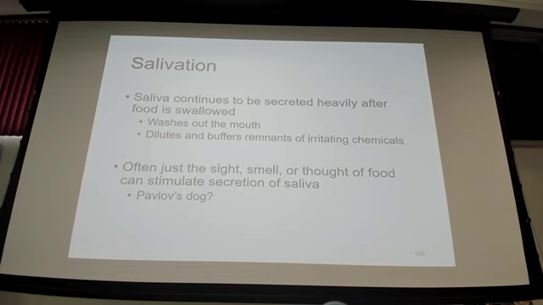Okay. And then, anybody know Pavlov's dog? Right? Ring a bell, the dog salivates, right? You torture an animal and it salivates, unfortunately. So the thought of food can stimulate. So think about food right now, and you'll stimulate saliva. Everybody knows. Weird. All right. Any questions about saliva? It's a lot.